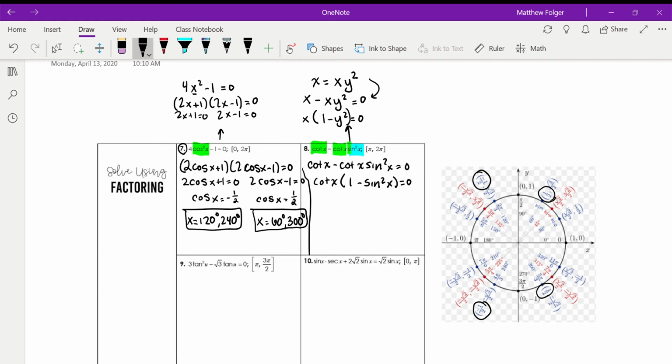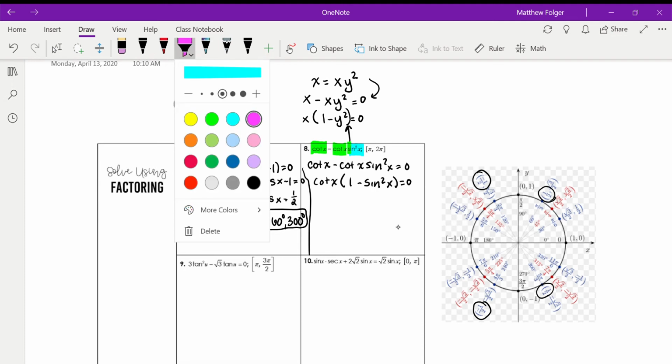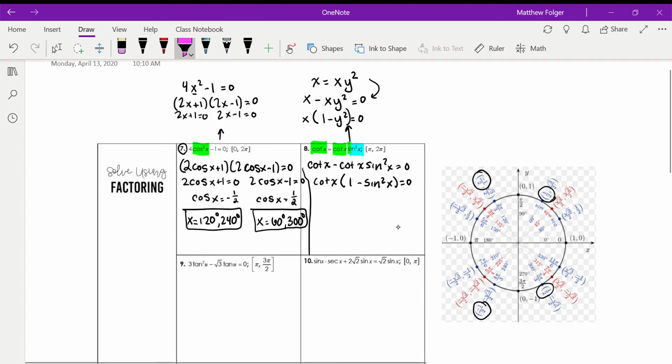Okay? You also could remember that, let's do pink, this right here is a trig identity. 1 minus sine squared x is cos squared x. Now you don't have to do this. You could set the original one equal to 0 and solve it, and you would get the same answer. This does simplify it a little bit. All right? So now we're ready to set these equal to 0 and find the answer.